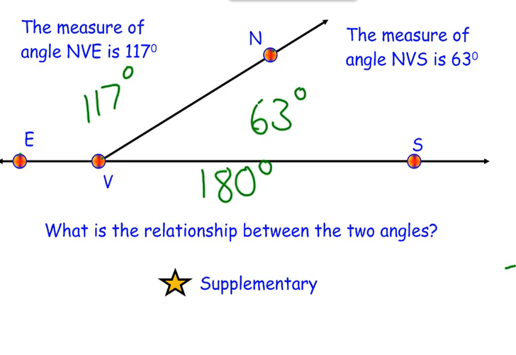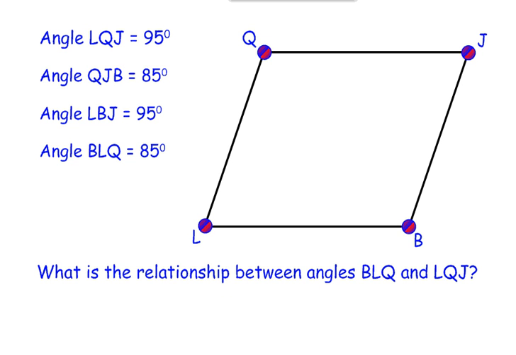So how do we put this into practice? We see this picture here. We see angle LQJ is 95. QJB is 85. LBJ is 95. And BLQ is 85. It says, what is the relationship between angles BLQ and LQJ?